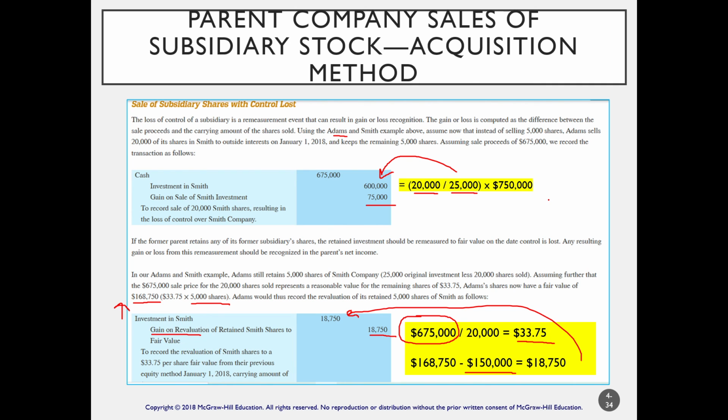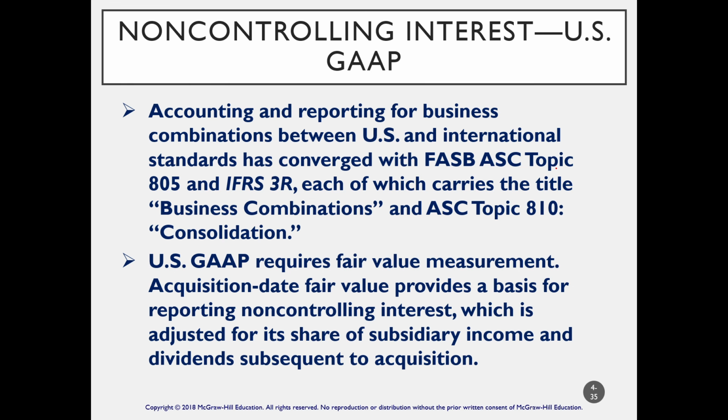And that concludes, actually I have one more slide which refers to the FASB codification. I just wanted to highlight topic 805, which relates to business combinations, and topic 810, which relates to consolidations under US GAAP. And this concludes our presentation for chapter 4.